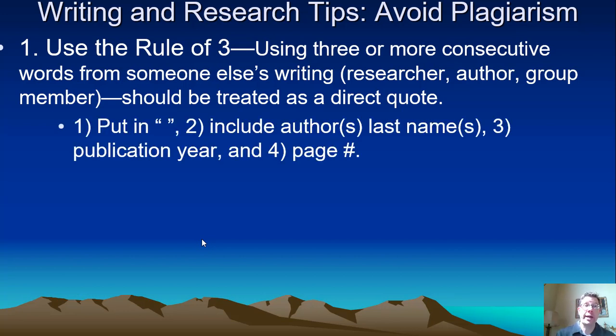If you're going to do something like this, 3 or more words in a row, you've got to have 4 things to cite it correctly. Otherwise, it's plagiarism. You've got to put it in parentheses. You've got to include the author's last names, where you took it, the publication year of the article that you took it from, and then the page number. If you don't have those 4 things, it's plagiarism. So very cut and dry.